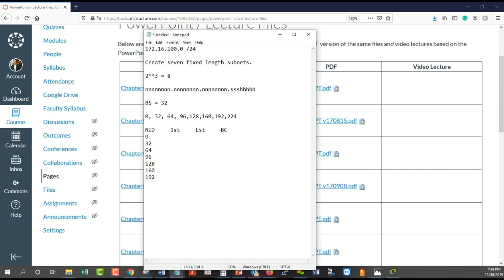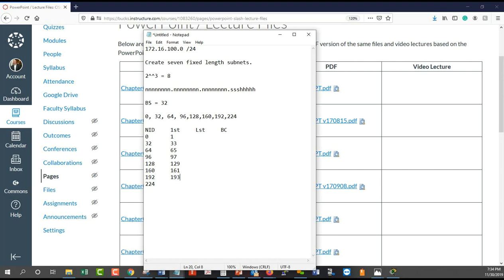We know that the first address is always one more than the network ID. So we got 1, 33, 65, 97, 129, 161, 193. Oh, and I forgot to write down here just 224, and we're not going to use it, but again, it just helps.